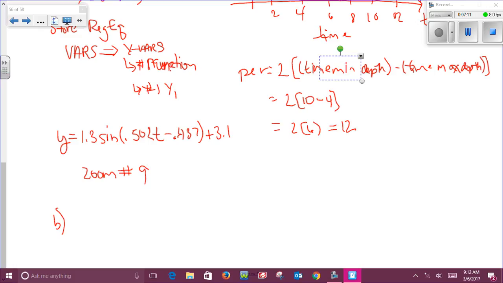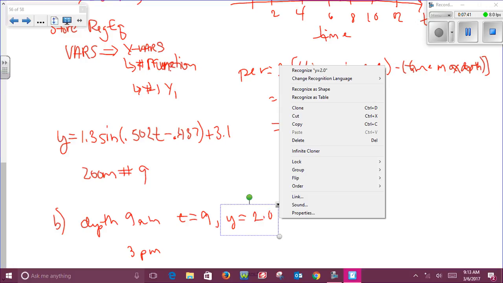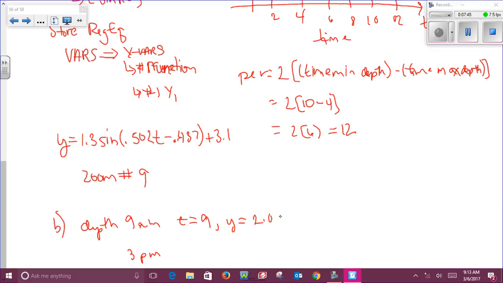So then part B asks for the depths at 9 a.m. and 3 p.m. So at 9 a.m., my time, or t, is 9. And all I'm going to do is go into my chart, my second table, and figure out when it's 9 o'clock, what my y value is, what my depth is. Well, at 9 o'clock, according to my calculator, it is 2.05. Now, the next time that we need to do this is at 3 p.m. We can't use 3 because that would imply 3 in the morning, so we have to go to military time, which is 15. And if that's the case, it'd be y equals 4.05.